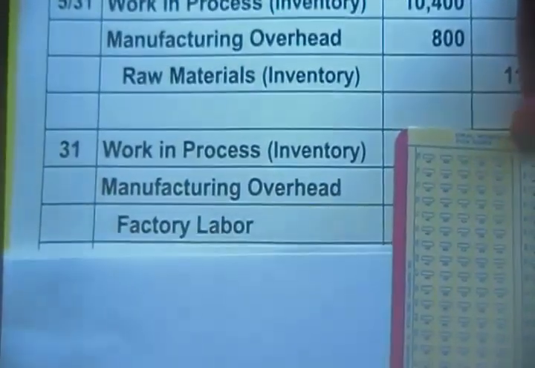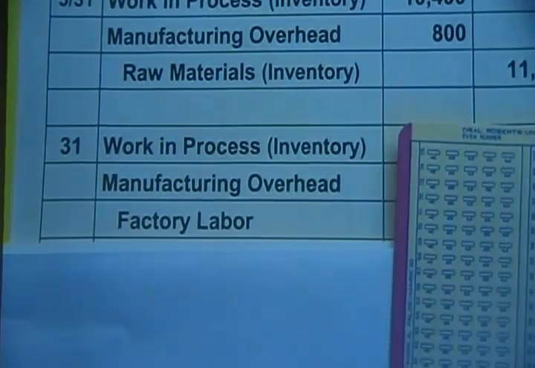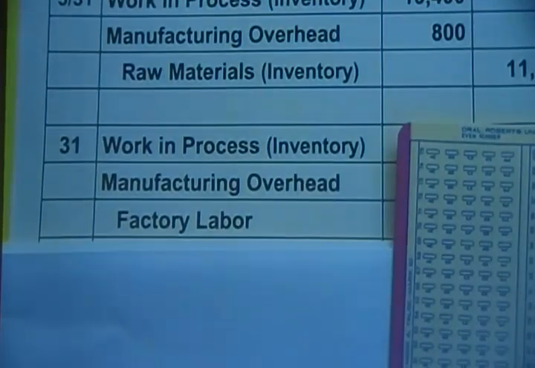Let's just talk about the account titles. Forget amounts. Debit work in process. Debit manufacturing overhead. Credit factory labor. I like it. Debit work in process. Debit manufacturing overhead. Credit factory labor. Let's make this entry for words before we make it for numbers. Debit work in process for direct. Debit manufacturing overhead for indirect. Credit factory labor for the total.